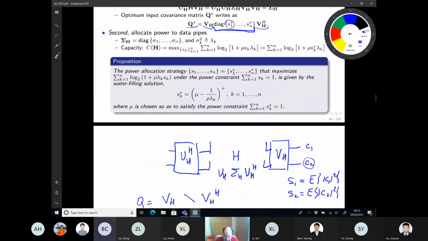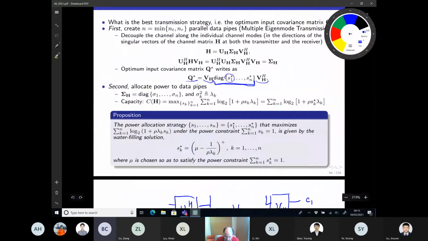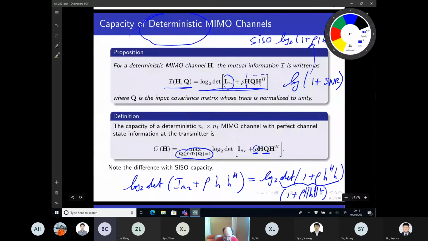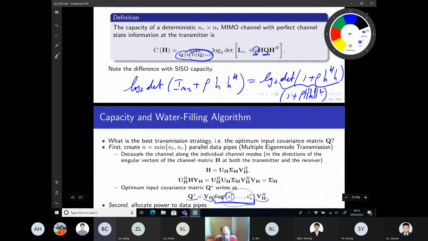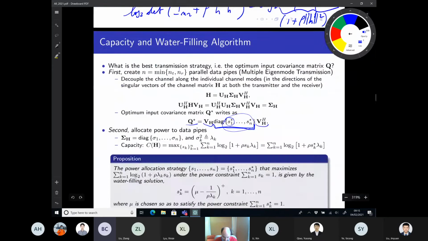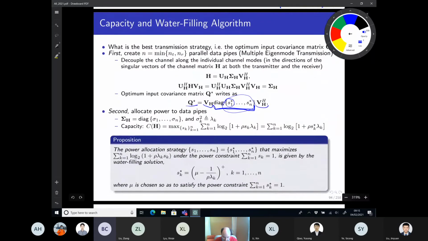So here, if I write that the sum of those elements is equal to 1, that's coming from the fact that the trace of Q is equal to 1, because effectively I capture the SNR through this row. And so what I'm looking at is actually what fraction of the transmit power is allocated to each of those streams. I will get into this later on a bit more so that you understand exactly how to write this.